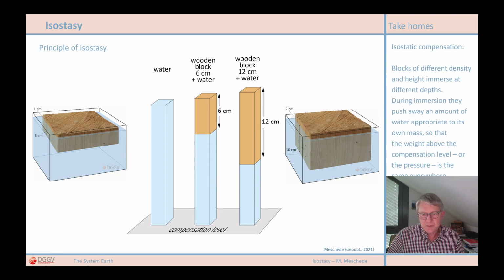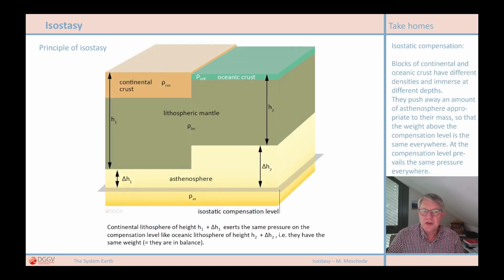Now let's transfer the wooden block model to the lithosphere and asthenosphere. We assume that the asthenosphere is a flowable mass, so we can view it analogously to water in the wooden block model. The 2 blocks shown here in different colors represent the 2 different types of Earth crust, continental and oceanic crust, each of which has different densities. The density of the flowable asthenosphere is greater than that of the blocks of lithosphere. That is the entirety of lithospheric mantle and crust, continental or oceanic.